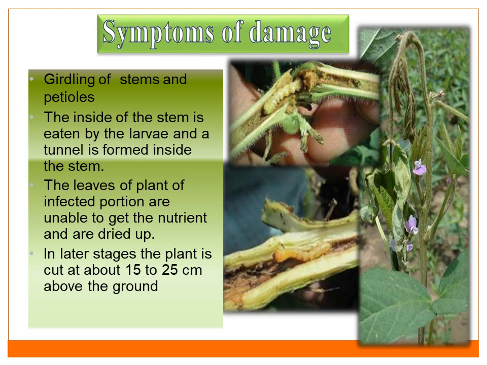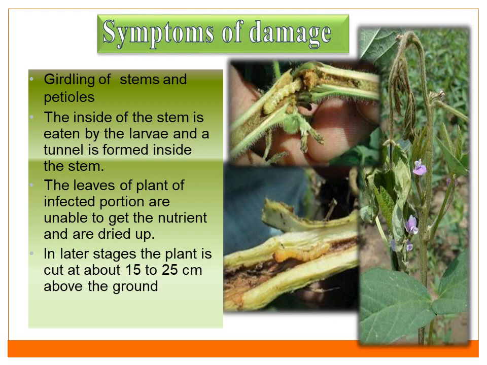The infected portion above the circular cut is unable to get any nutrition, so it dries up. In the later stages of infestation, the plant is severed at about 15 to 25 centimeters above the ground. The main damage is caused by the larvae of the insect. The attack of the insect initially begins in the last week of July, the first week of August. The insect remains active from July to October, damaging the crop most severely during August and September. Heavy incidence may reduce the yield by up to 40%.